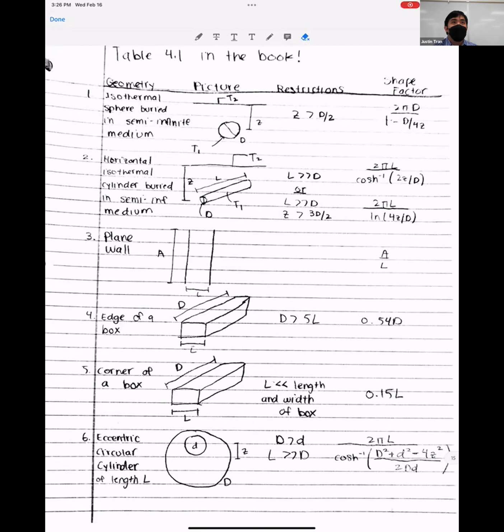So that covers the case where, let's say, you took the arc reactor in Iron Man and buried it underground. This is how you would compute the heat transfer from that. The second column shows you a picture. You can see from the first row that we have a sphere at a certain temperature T1, and the ground at a certain temperature T2. We also know the depth of the sphere, Z, as well as the diameter of the sphere, D. The third column gives you any restrictions.